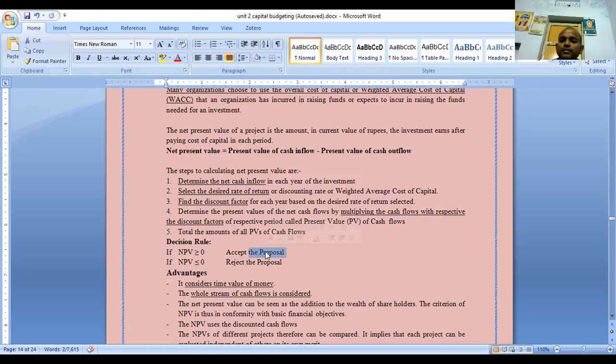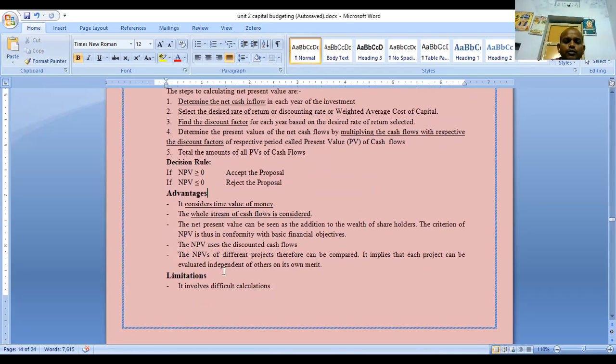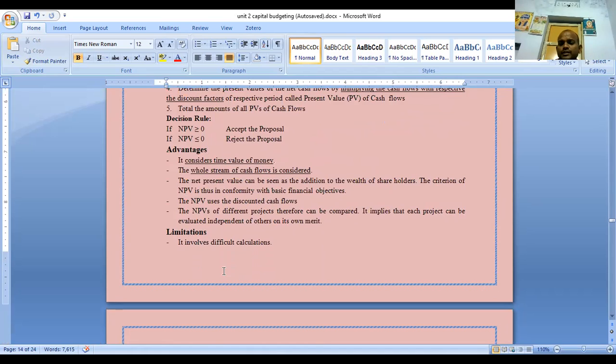What if NPV is 0? You may reject or you may accept the proposal. So what are the advantages of the net present value method? It considers the time value of money, and the whole stream of cash flows is considered.